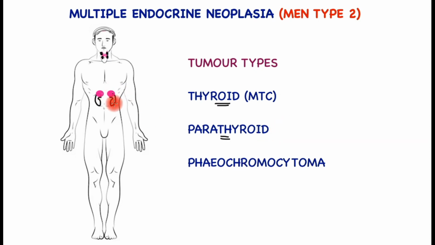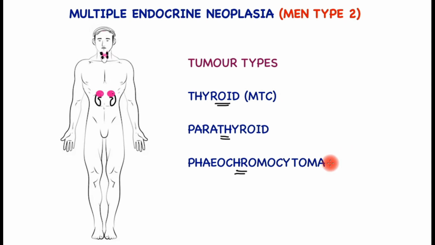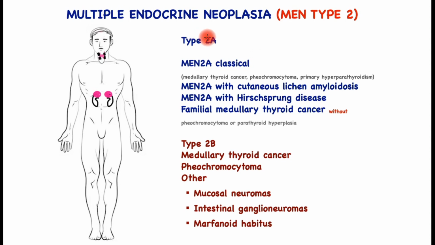And then finally within the adrenal gland, just on top of the kidneys, pheochromocytomas are the commonest, which cause adrenaline and noradrenaline, also called epinephrine and norepinephrine, to be secreted in huge amounts, leading to high blood pressure and its associated complications. Now let's look at the subvariants, and these are mainly MEN type 2A and MEN type 2B.